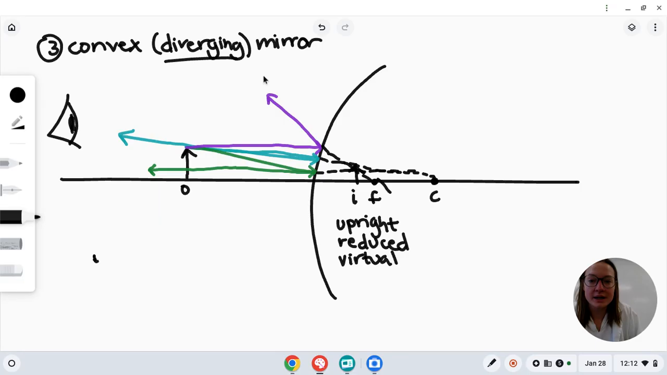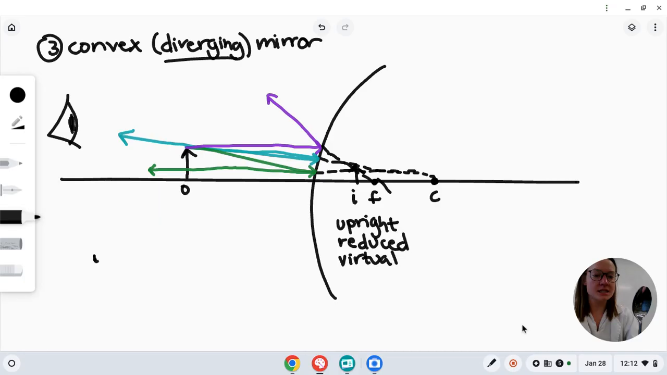So all diverging mirrors, all convex mirrors, will always make an image that's upright, reduced, and virtual. And you can see that if you take the back of your spoon, hold it far away from your face, you see an image of you that's upright, reduced, and virtual. Bring it nice and close to your face, you'll see an image of you that's upright, reduced, and virtual. At any distance, doesn't matter, you're always going to see an image that's upright, reduced, and virtual every single time.